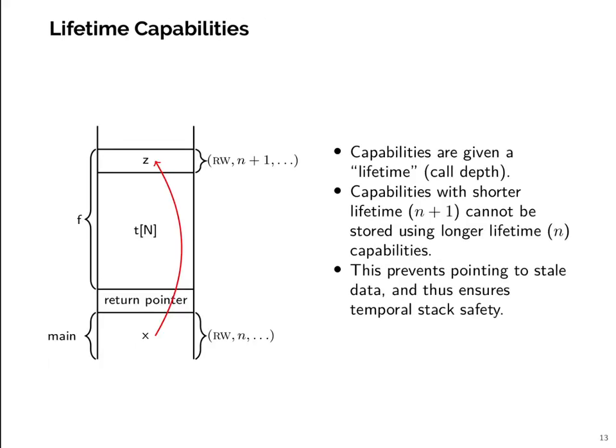And finally, lifetime capabilities are capabilities that are annotated by a lifetime, represented by a number, which is the call depth of the function that owns the capability. So the idea is that capabilities with shorter lifetime cannot be stored using capabilities with longer lifetime. So for instance, if you remember the previous example that I gave, the variable z owned by f would be represented by a capability with lifetime n plus 1, and x is owned by main, so it would have a capability with lifetime n. And since n plus 1 is greater than n, that means that it has a shorter lifetime and cannot be stored where x is. So this will obviously enforce temporal safety, since the issue was that x would point to a stale location, and this is not the case anymore.